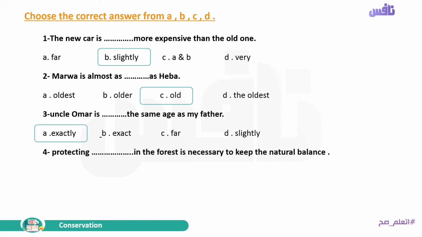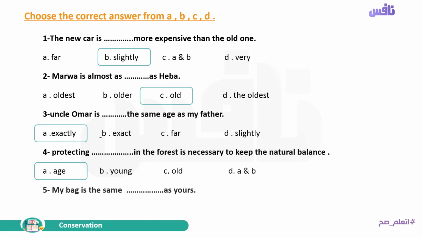Number 4, Ali is the same space as his brother. Age, young, old, A and B. The answer will be age. Number 5, my bag is the same size as yours. Big, size, young, far. The answer will be size.